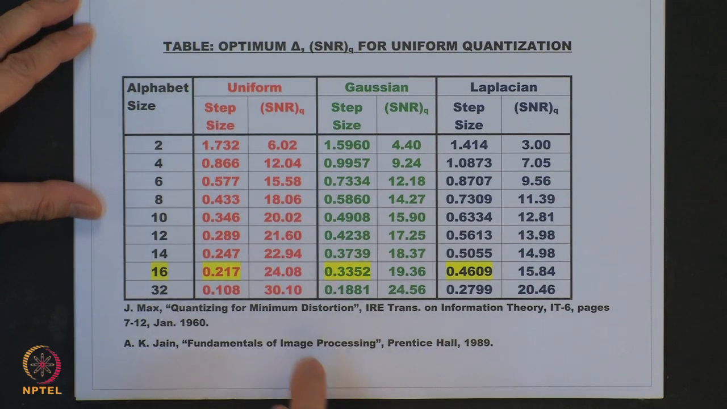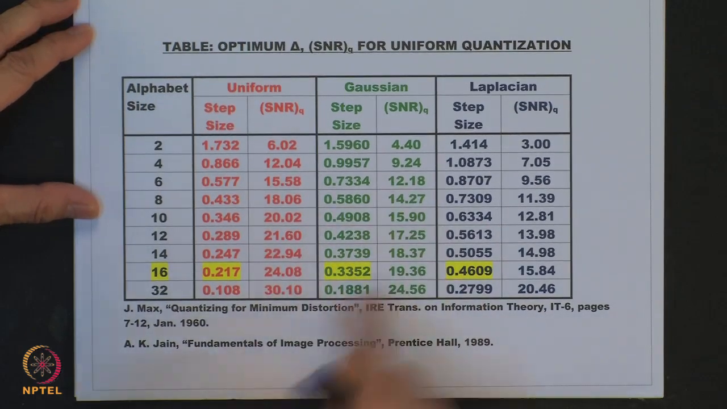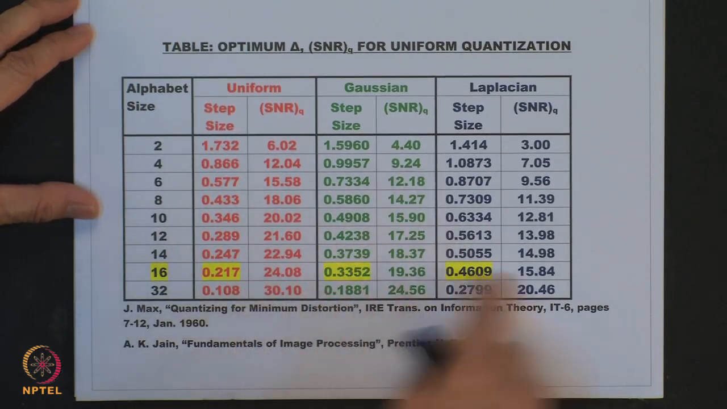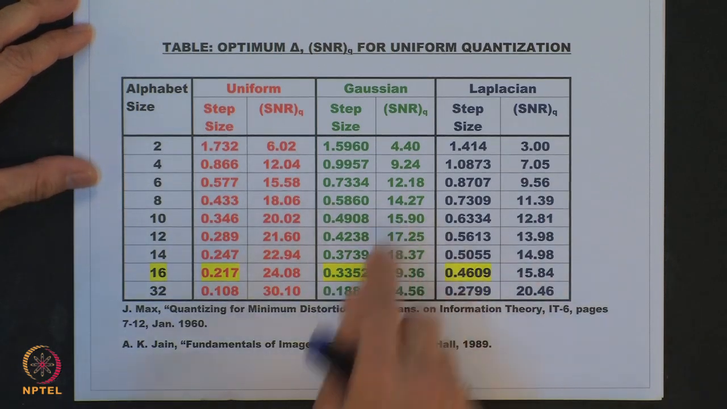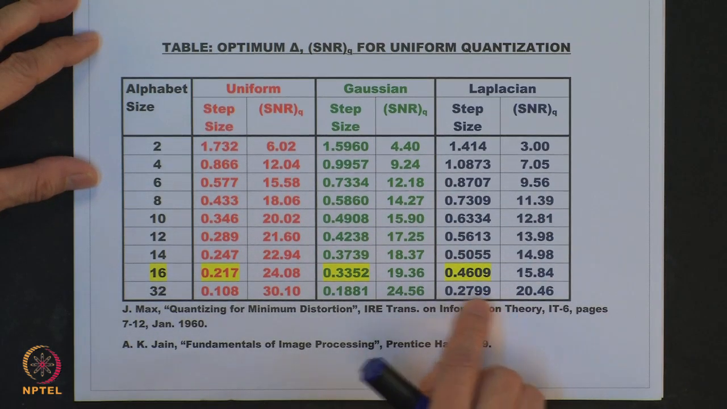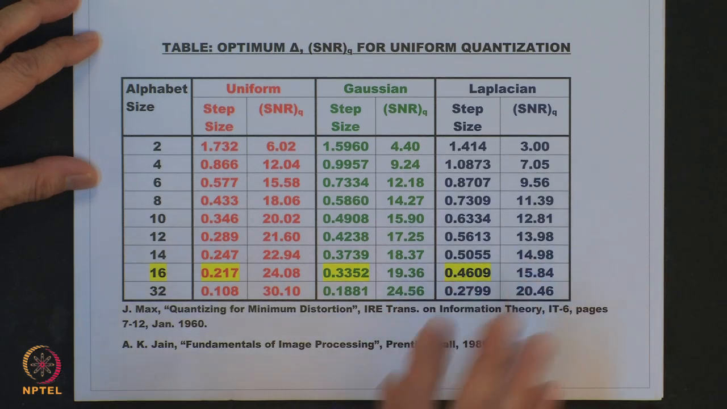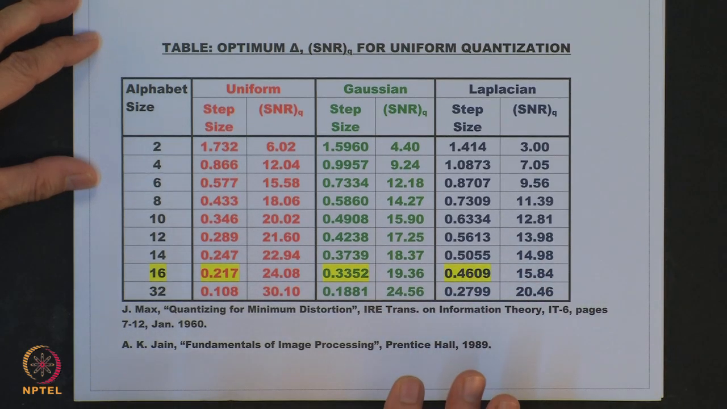Now, there is something very interesting to be observed. I have given the references out here. These are the references which you can have a look at, and see that the table is the same as what I have given here. Now, it is important to know that the Laplacian PDF has more of its probability mass away from the origin, and it lies in its tail, more than the Gaussian PDF, correct?